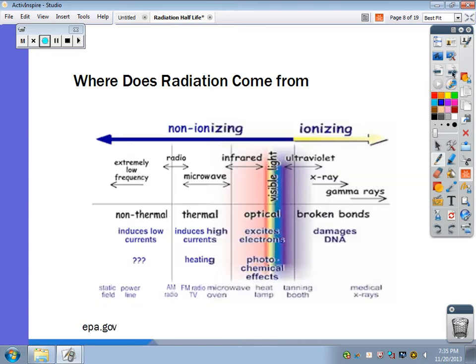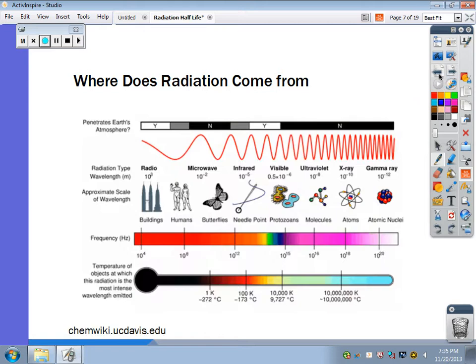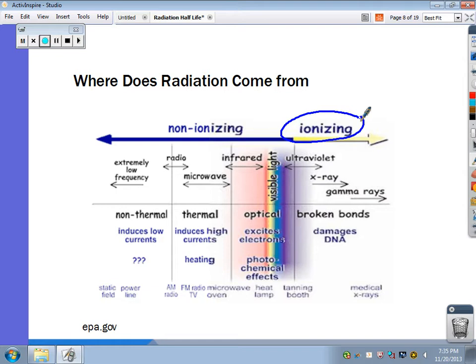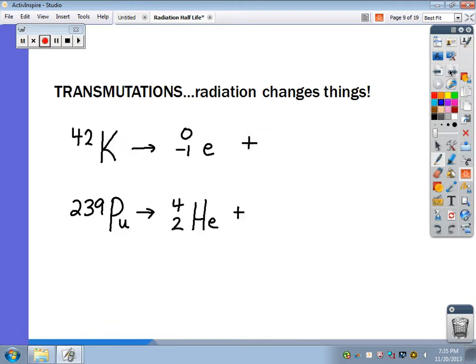Oh, and by the way, real quick, because we were looking at this before, this shows you that there's ionizing radiation. That's radiation that's not that good for you. X-rays, gamma rays, it damages your DNA, and certain types of ultraviolet. Whereas non-ionizing radiation is in this area, radio waves, microwaves, okay? And again, we'll come back to this further. But we're focusing on alpha, beta, and gamma for this. So let's look. We have transmutations.